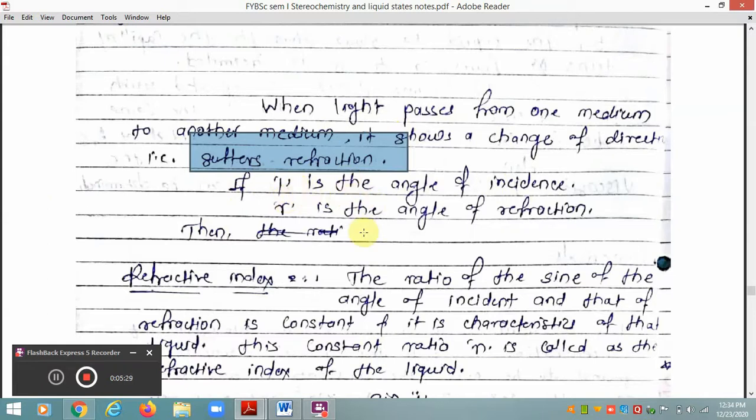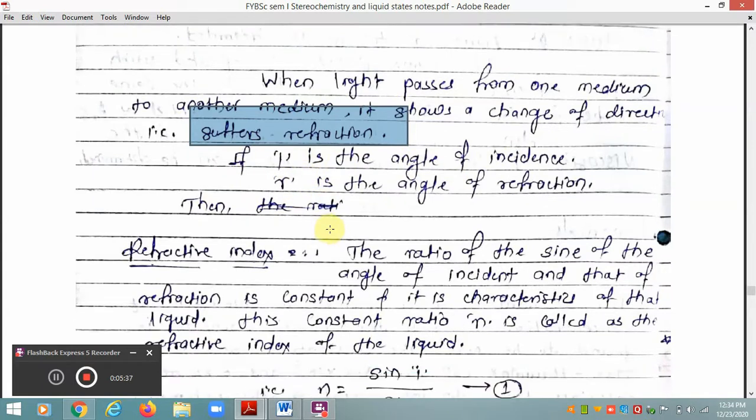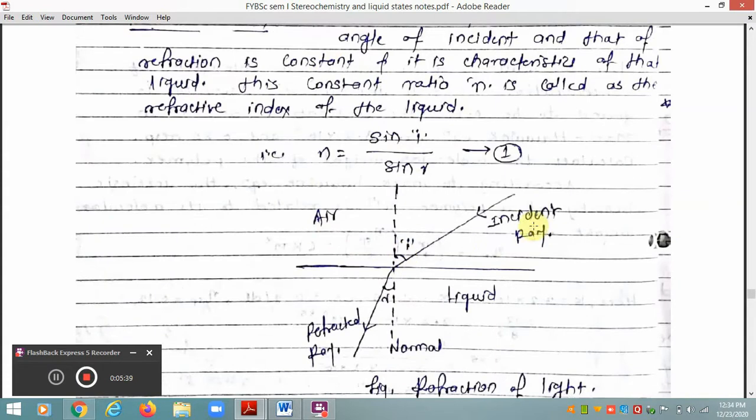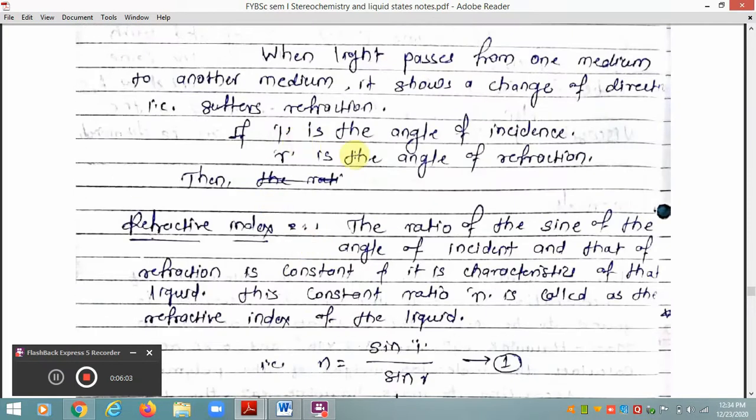And if i is the angle of incidence and r is the angle of refraction, I hope you can understand about the angle of incidence. I will show you here. Suppose this is light which is passing from one medium, air, to another medium, liquid, and it is incident at this point. So this angle is called the angle of incidence, and this angle, by which it gets transmitted from this point to this, is called the angle of refraction. So these are the two angles: i is the angle of incidence and r is the angle of refraction.